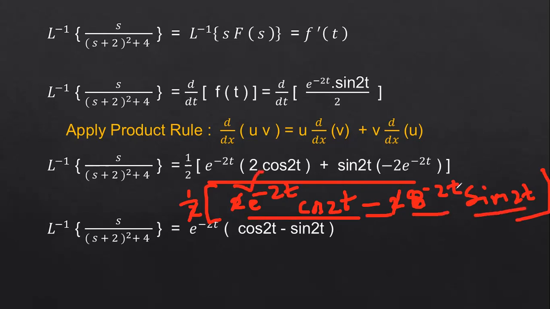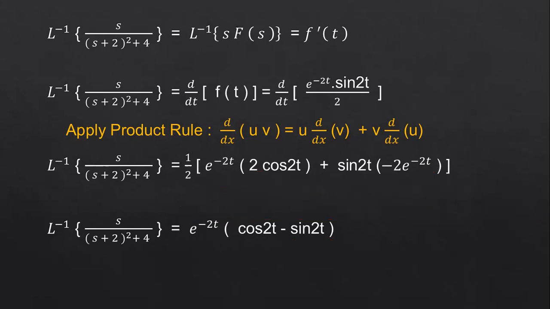So in both the cases, you will have the e power minus 2t as common, which is represented here, e power minus 2t into cos 2t minus sin 2t. So this is the way you have to solve the problem. Okay, right. So this is the one method. This is the first approach, and the second approach is somewhat different.